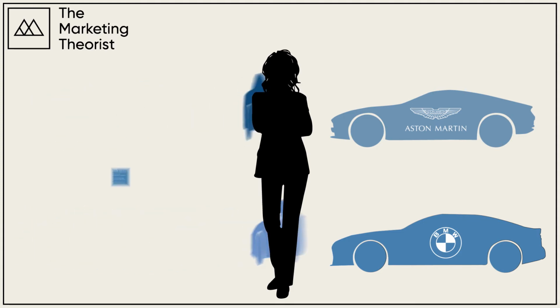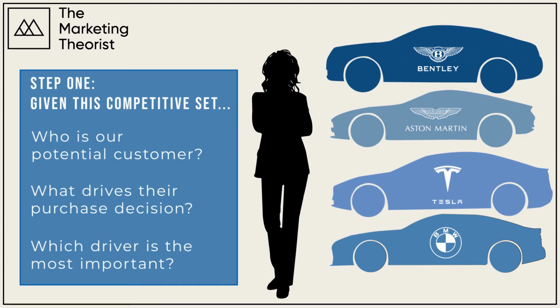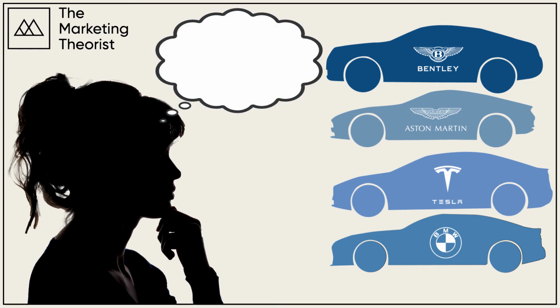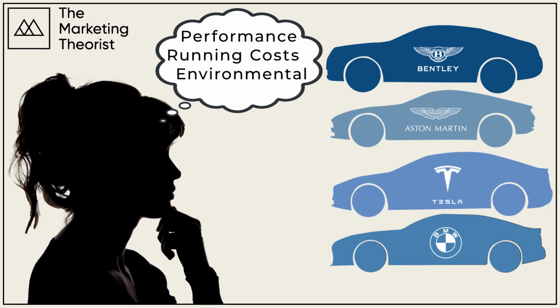Now, the first step is to identify a potential customer and establish the criteria that they use to make a buying decision. So this is our potential customer. Let's call her Rachel. And her buying criteria are performance, annual running costs, environmental impact, and prestige or status.